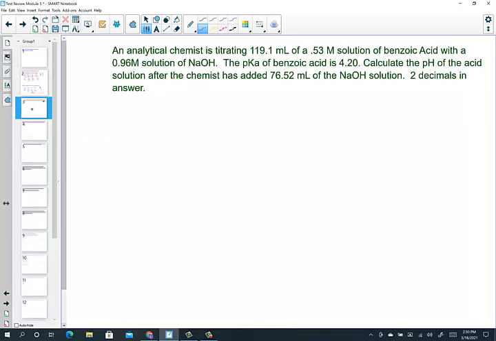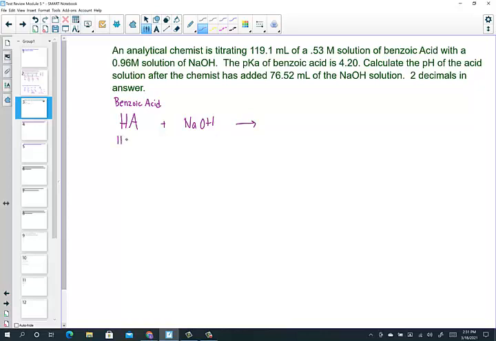Here we have a titration problem. It reads, an analytical chemist is titrating 119.1 mL of 0.53 molar benzoic acid. I'm going to just make a notation for any acid as HA. This is my way of writing benzoic acid. And I'm going to titrate that with sodium hydroxide. Now that one they give me a formula for, so I'll write it out. NaOH, sodium hydroxide. Let me tabulate what we were given underneath.